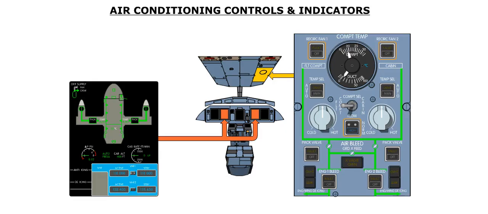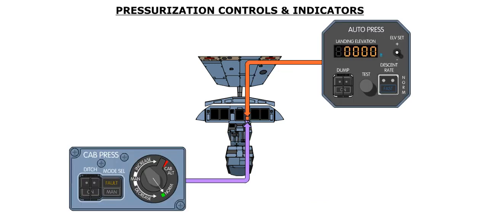Controls and indicators for the air conditioning system are located on the overhead panel. The status of the air conditioning system is displayed on the cabin page on the multifunction display, or MFD. Pressurization system information is also displayed on the cabin page of the MFD, below the air conditioning system information. The pressurization system is controlled by two control panels, located in the center of the flight instruments panel.